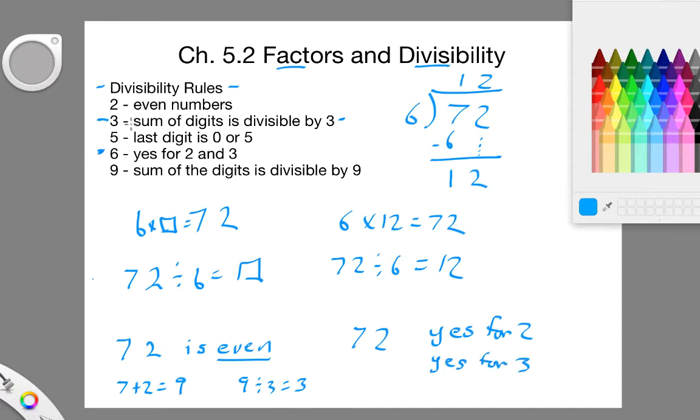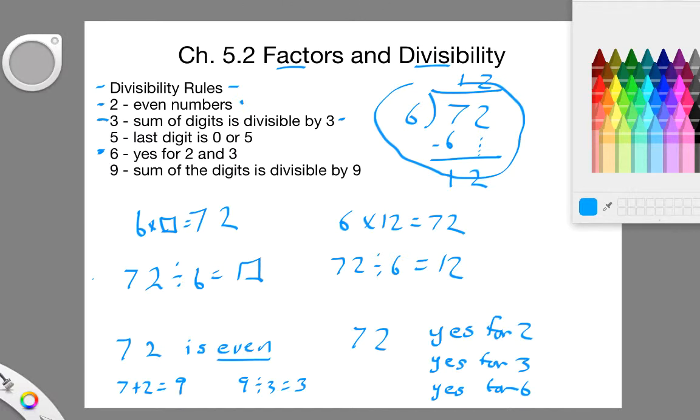That means I can divide it by 2 because it's even, and I can divide it by 3 because the sum of its digits is divisible by 3. That means it is also a yes for 6. Now we proved it by doing long division and it coming out even, but we can just look at it. We can look at the number 72 and recognize that if it's yes for 2 and yes for 3, then it's also yes for 6 because that's the rule for 6.